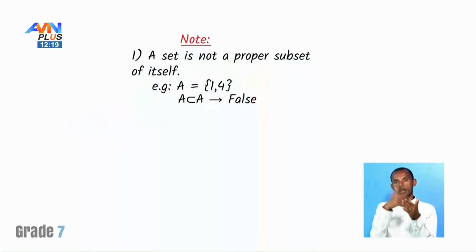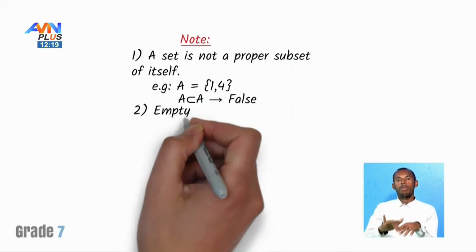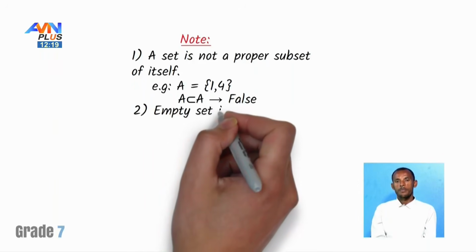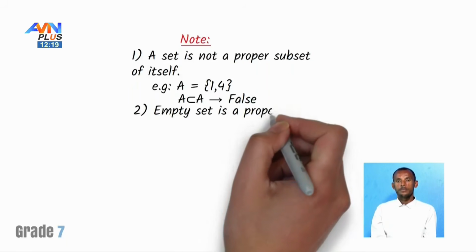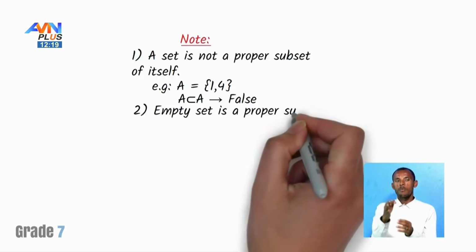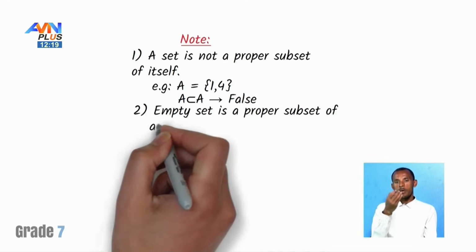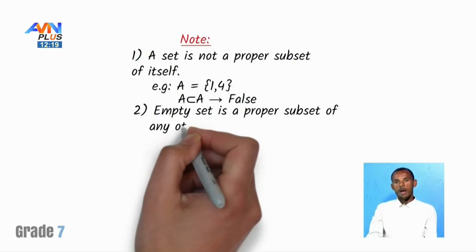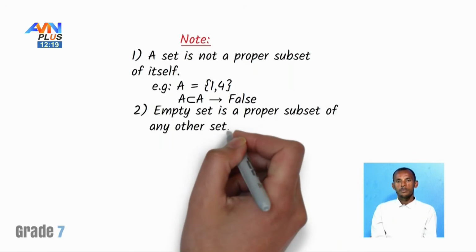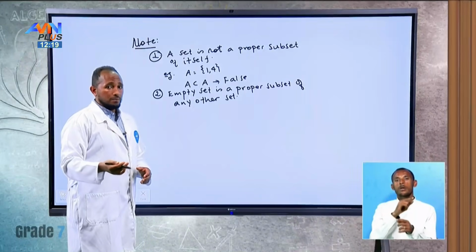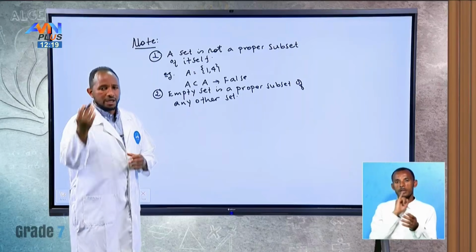Again, the empty set is a proper subset of any other set. Empty set is a proper subset of any other set. The empty set cannot be a proper subset of the empty set, but it is a proper subset of any other set.